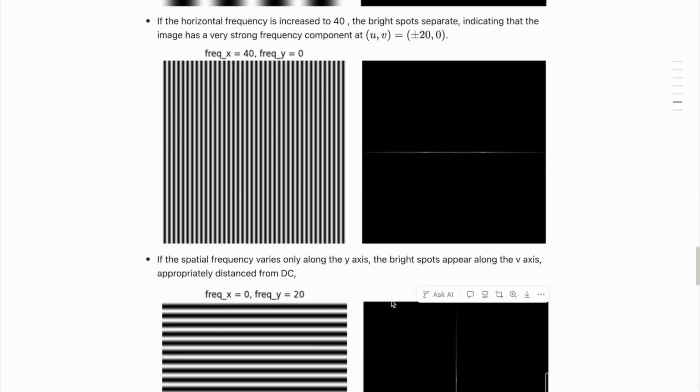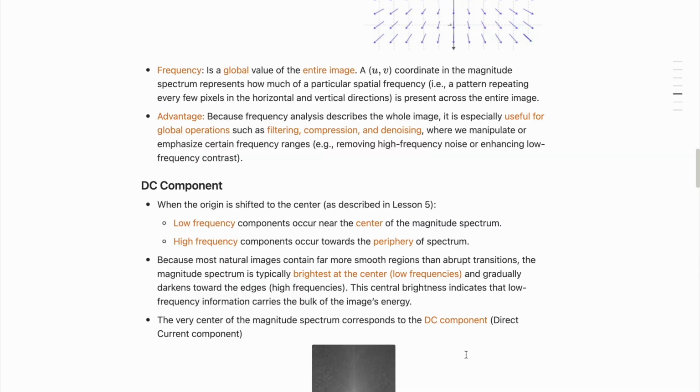And as you might imagine, if I create an image with a vertical spatial frequency shown here, the corresponding Fourier transform has a bright spot that is, in this case, 20 units away from DC. So in this case, V equals 20, U equals 0, corresponding to our spatial frequencies in the image.